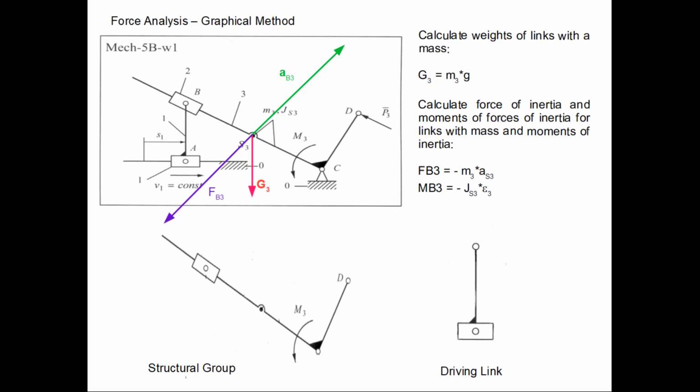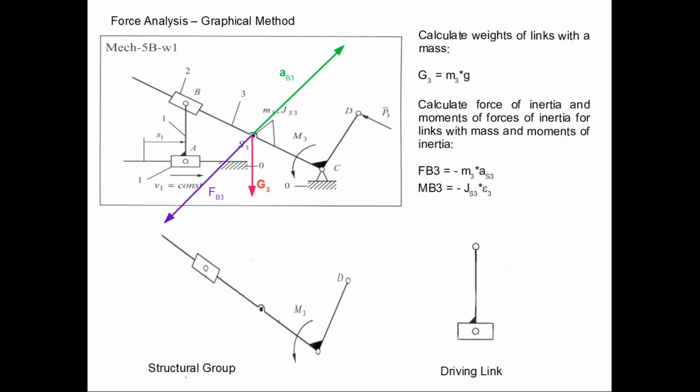And of course, if there is also a non-zero moment of inertia and non-zero angular acceleration of a given link, then you need to compute the moments of the forces of inertia. It is given by an equation, in this case minus J S3 times epsilon 3. I'll discuss this inertia force and the D'Alembert principle in general a little later.